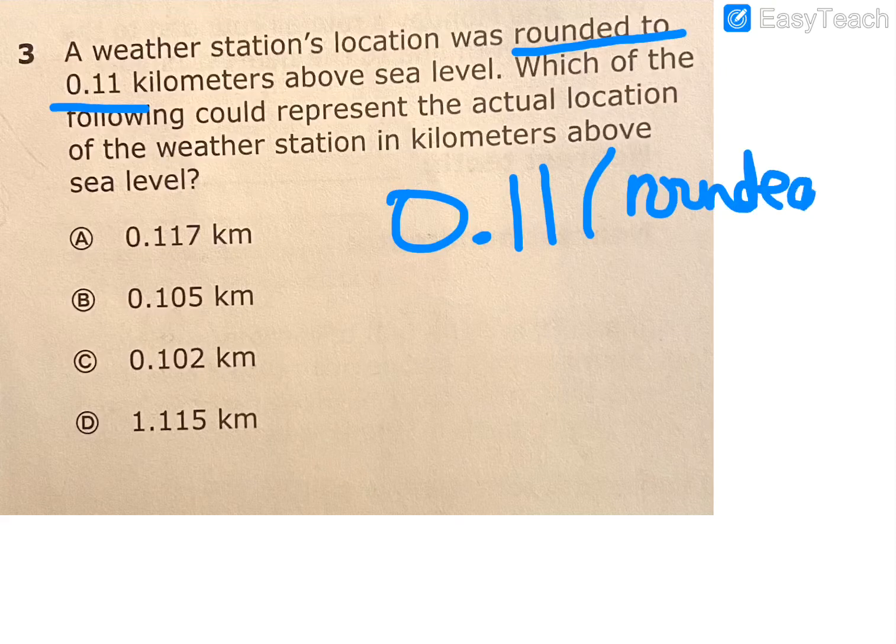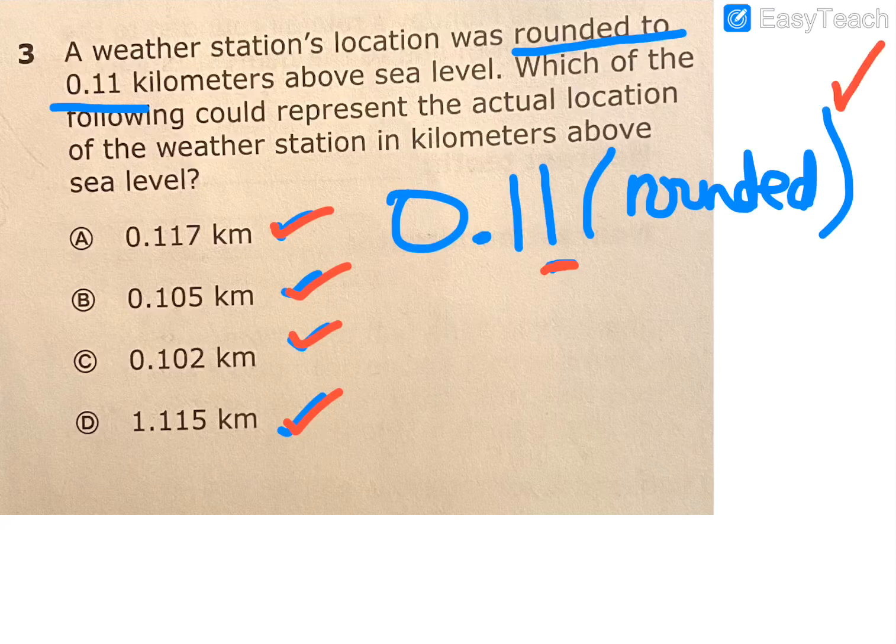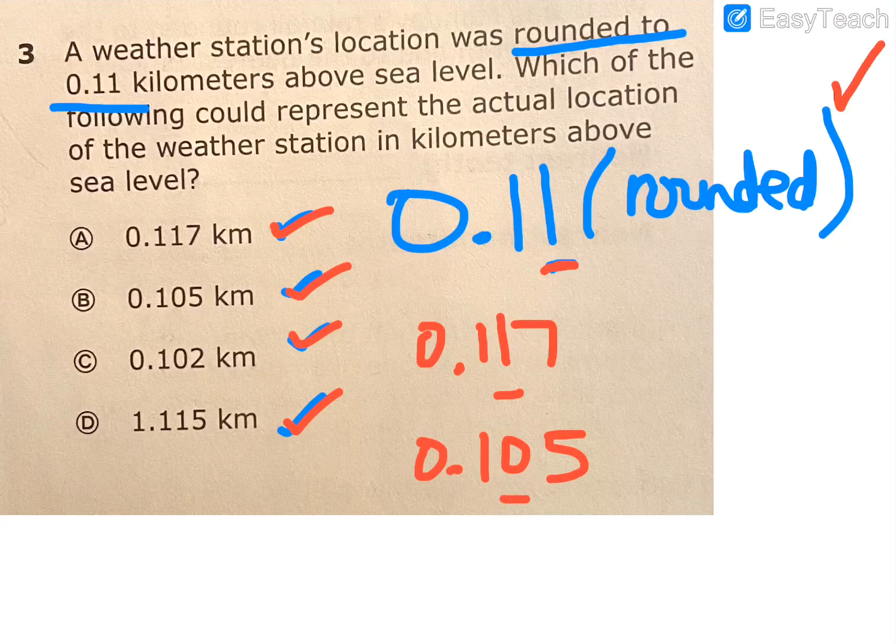So that means we have to figure out which one of these numbers, if you round it to the nearest what place? Since this number goes out to the hundredths, that means that these numbers were rounded to the hundredths place and gave us this answer. So if we take letter choice A, 0.117, and underline the hundredths place, we're going to take 0.105, 105 thousandths, and underline the hundredths place.